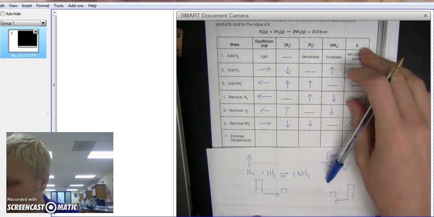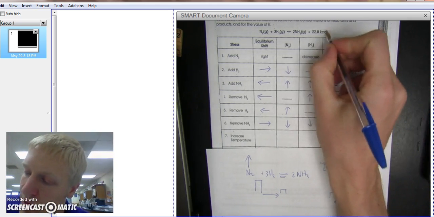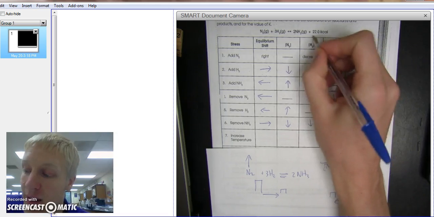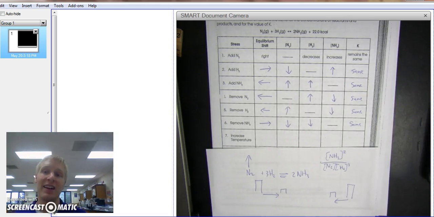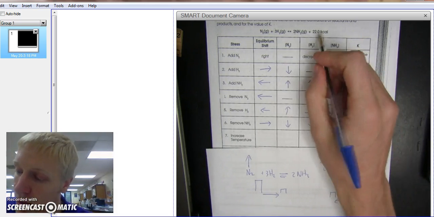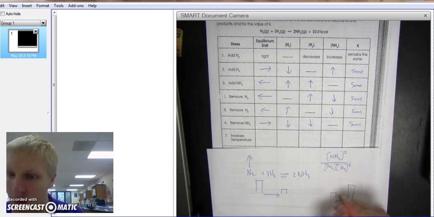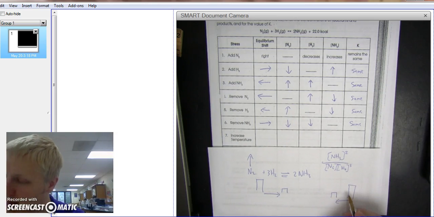Next, increased temperature. This is where it gets a little tricky, but not too bad. We're going to increase this temperature. And what you do is you look at where the energy is on this equation. Here it's on the product side. So what I do is I just treat the energy like a product. So if I'm increasing temperature, I'm adding energy to wherever the energy is located. In this case, it's on the product side. So it's going to look like this picture. I have more product or energy than I do reactant. So it's going to shift to the left for number 7, which means my two reactants are going to increase and my product is going to decrease.